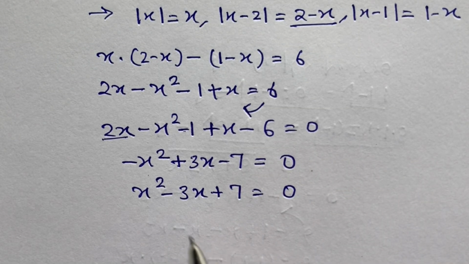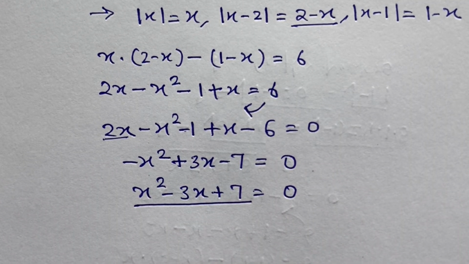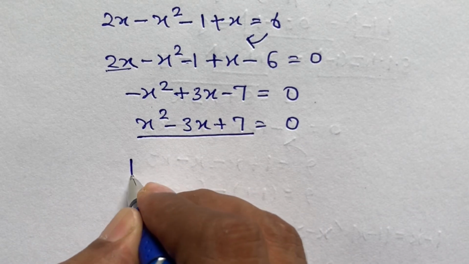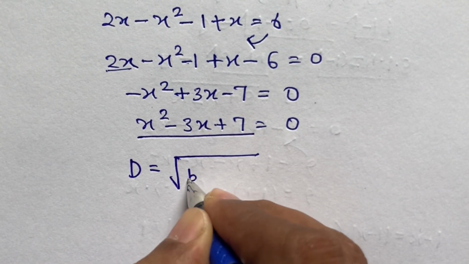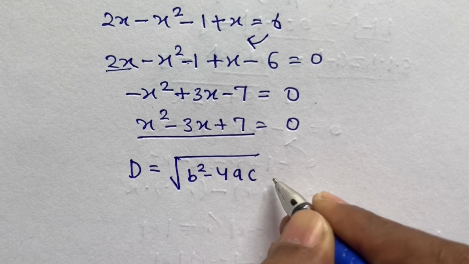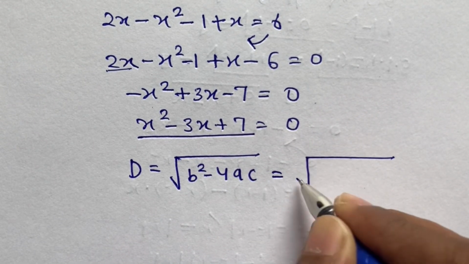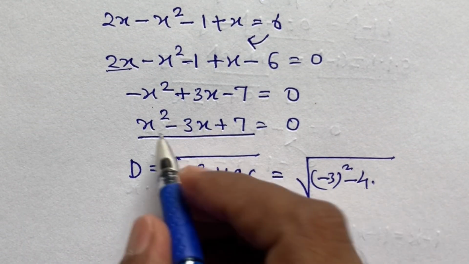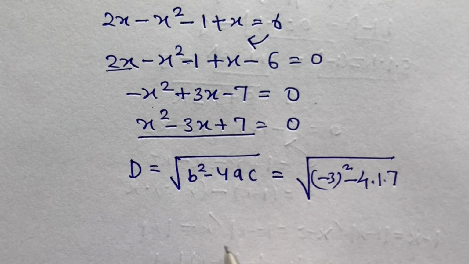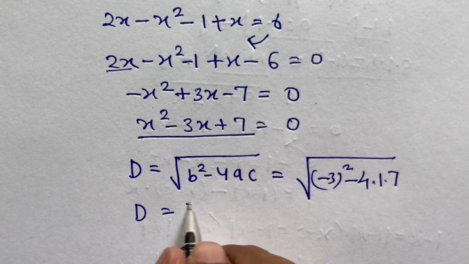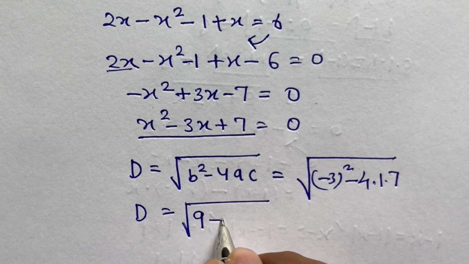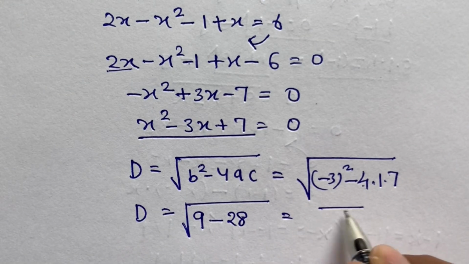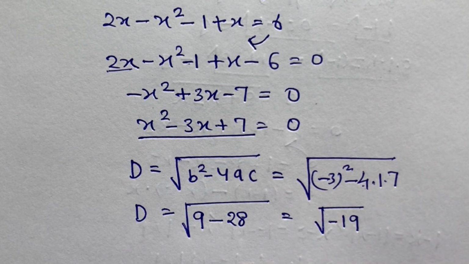So again, for this quadratic equation, we are going to check if it has any real solution. First we are going to compute D for this equation, that is b square minus 4ac. For this equation, b is negative 3, squared, minus 4, a is 1 and c is 7. So D is equal to the square root of 3 square, which is 9, minus 4 times 7, which is 28, which equals the square root of negative 19.